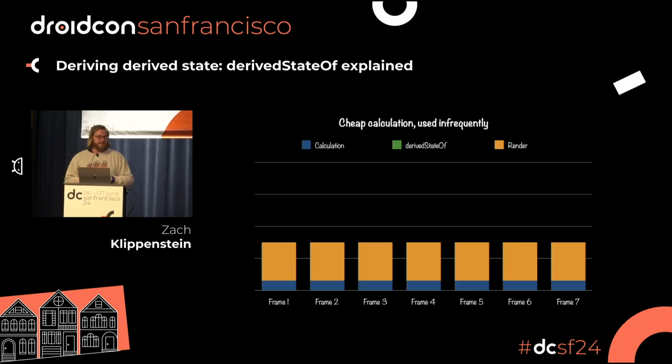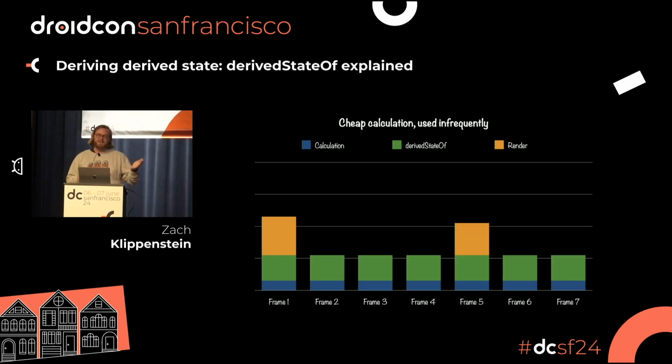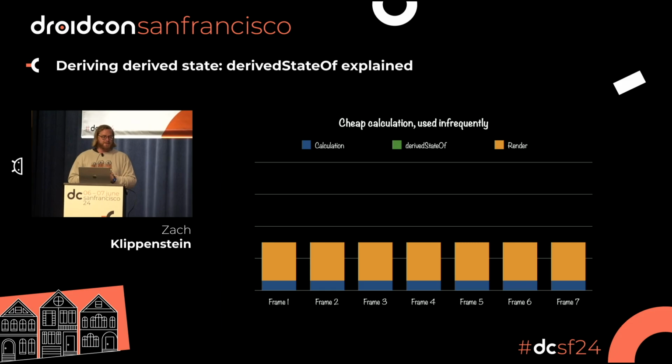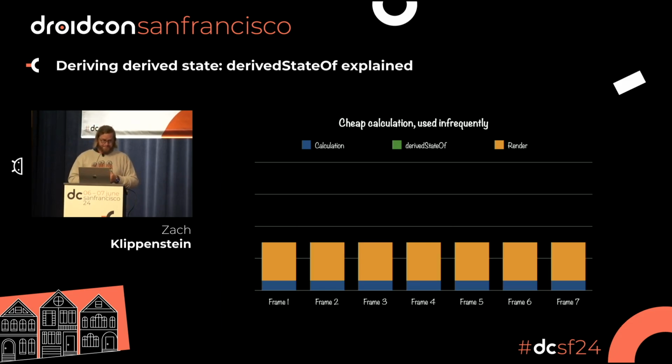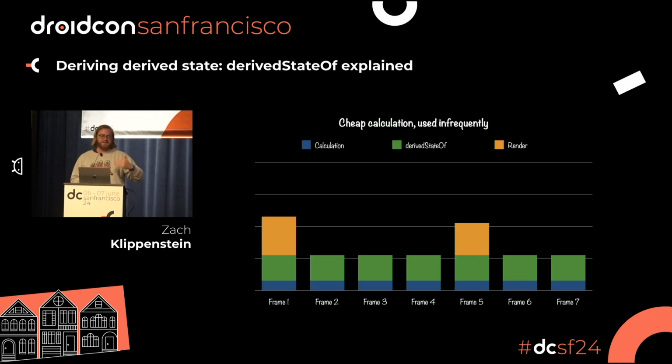So if we look at our graph again, we've got our cheap calculation with the render every frame. But we don't actually need to re-render every frame because most of the time the result's not changing. So we add the derived state. We get a little bit more overhead on that first frame. But most of the frames are actually doing less work because we'll do the calculation, we'll do the derived state overhead, but we won't actually re-render the frame. So that's good. That's probably a win.